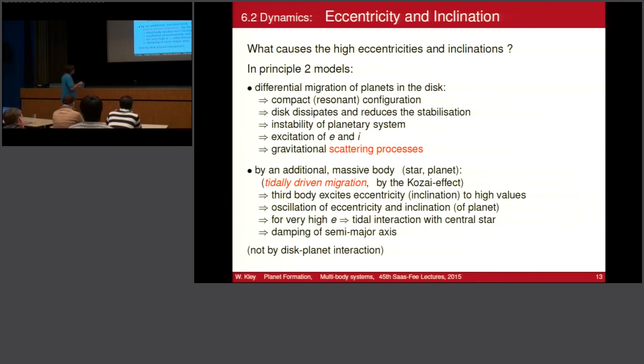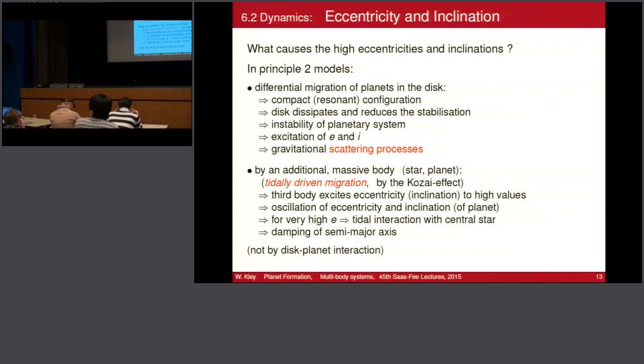The presence of this binary star can excite, under certain conditions, large inclinations as well as eccentricities in the system. This is what you call the Kozai mechanism, sometimes called a Kozai resonance, even though I'm not quite sure whether this is really a resonance in the classic way. That's why I call it the Kozai effect or Kozai mechanism here. I will come to this in more detail, so don't write anything down; this will be explained in more detail.